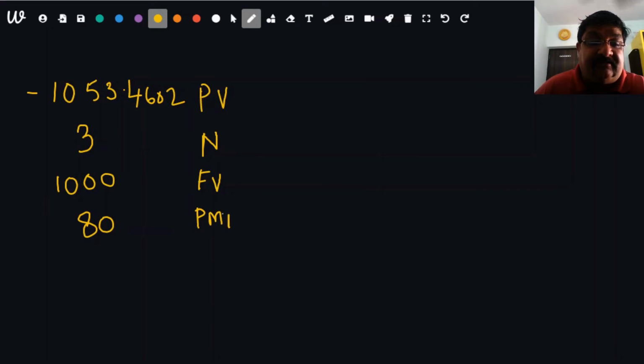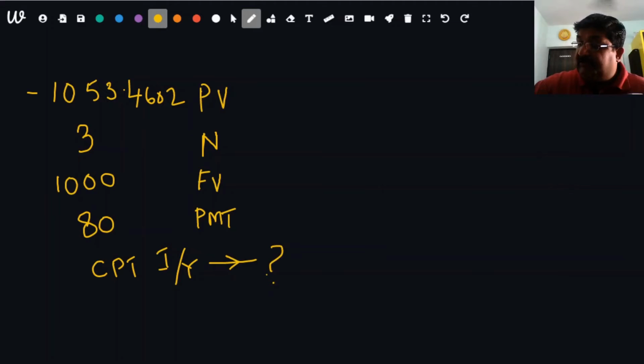PMT is your recurring payment, in this case the coupon, and then press CPT or compute and press I/Y, which should actually give you your yield. Now let me also do this simultaneously for you and see what I get.